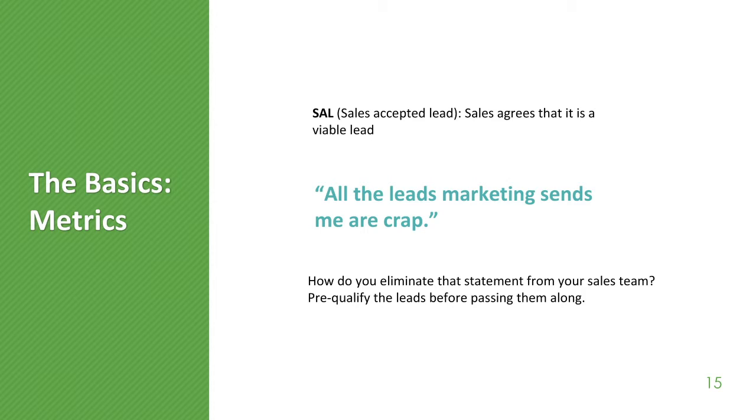Sales agrees it's a viable lead, and you no longer hear "all the leads that marketing sends me are crap." So we want to focus on eliminating that. You can qualify these from a marketing qualification standpoint as cold, warm, or hot. A lot of companies will just use that. Very simple. Cold lead, ignore it completely. Warm lead, keep it in the nurture pile. Hot lead, pass it over to sales.